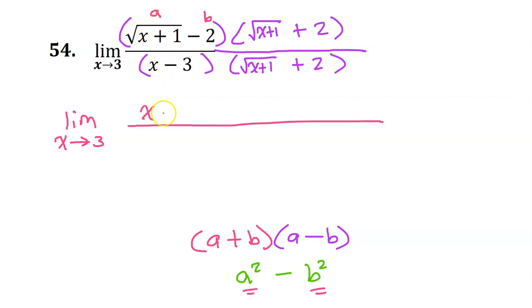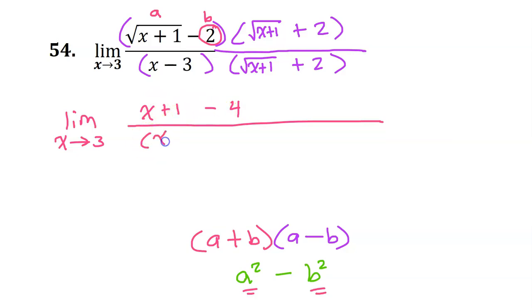Squaring this makes the radical go away. So that's my a squared. And then I'm going to have minus b squared. Well, b is 2, so b squared would be 4. So when we use this technique, basically the square root goes away, and then we wind up squaring this one. So I have x plus 1 minus 4 in the numerator.